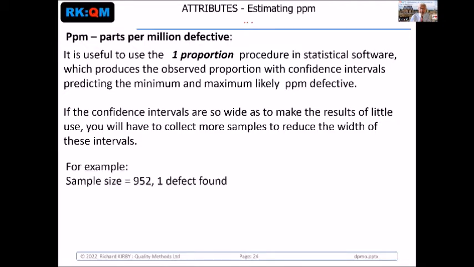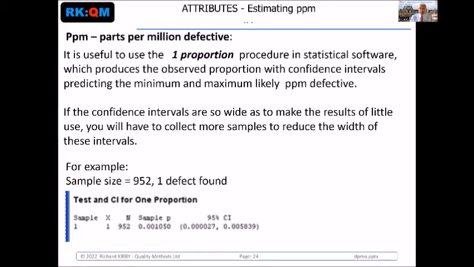For example, if we have a sample of 952 cans from which one defect is found, the observed ppm of dented cans is 1050, with a lower confidence interval of 27 and an upper confidence interval of 5839. So somewhere between those two, the true defect rate stands. With such wide confidence intervals, the ppm is not very useful. We just need a larger sample size.